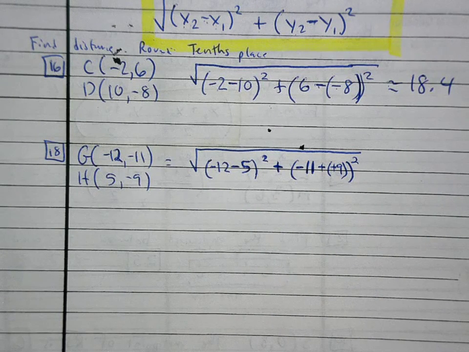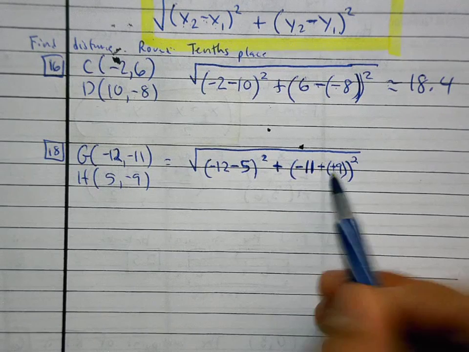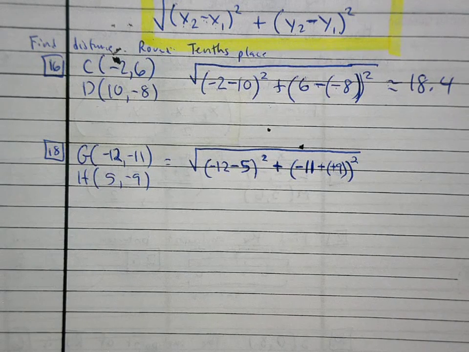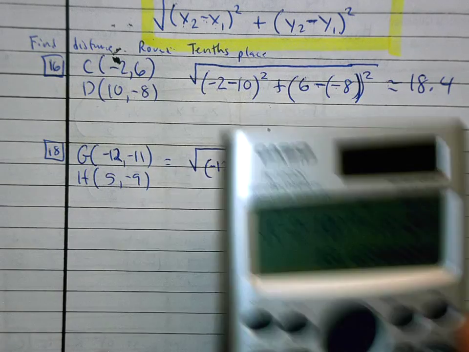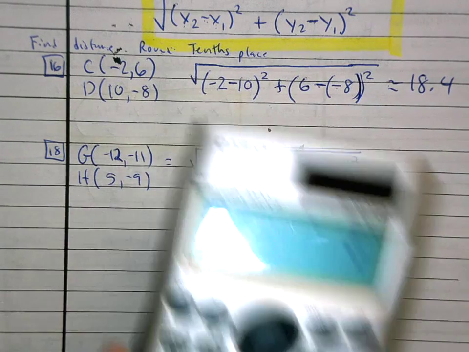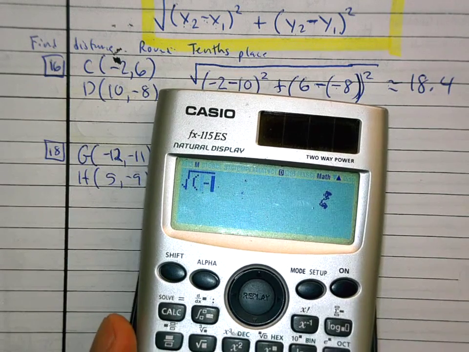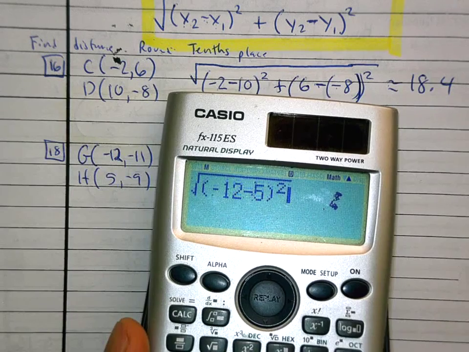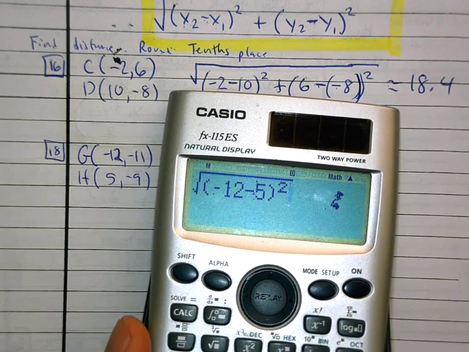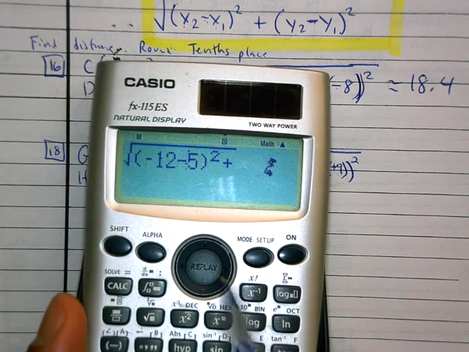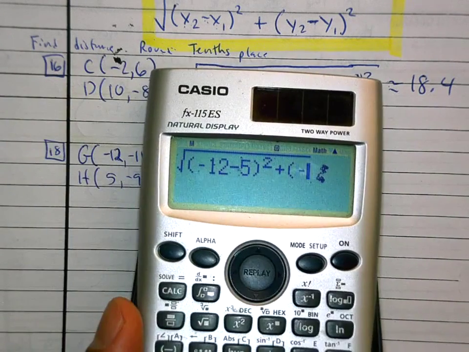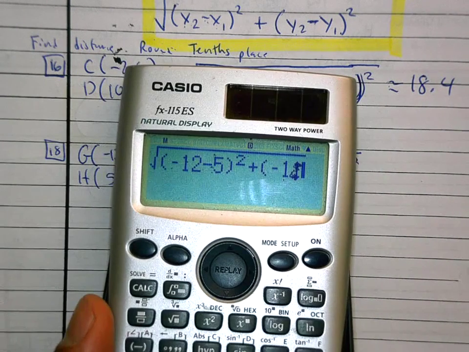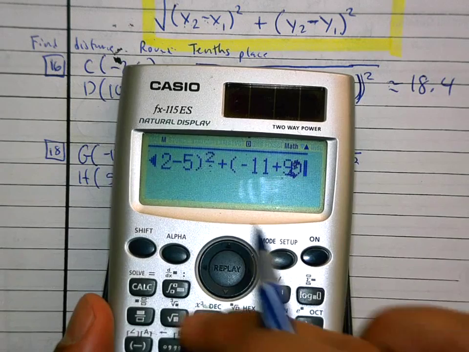I know there's some advanced people in here, so advanced people, feel free to do those as positives. Or if you want to subtract a negative, that's how I did it on the calculator. And we're going to punch all that in. Square root, parenthesis, negative 12, minus 5, end of parenthesis, squared. Plus, parenthesis, negative 11 minus negative 9, end of parenthesis, squared.